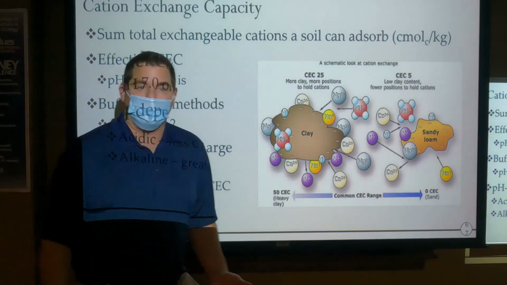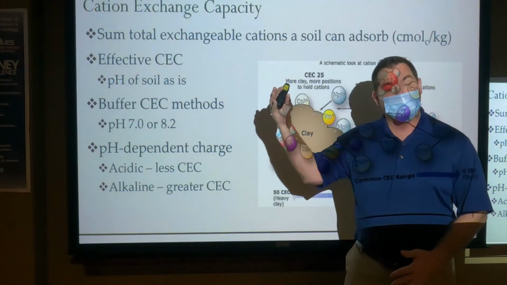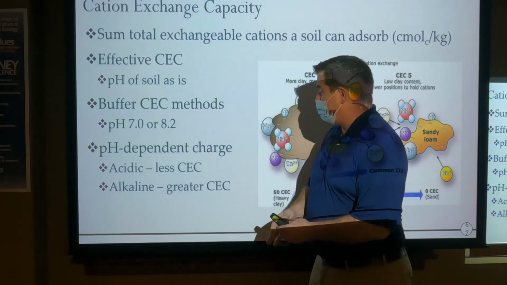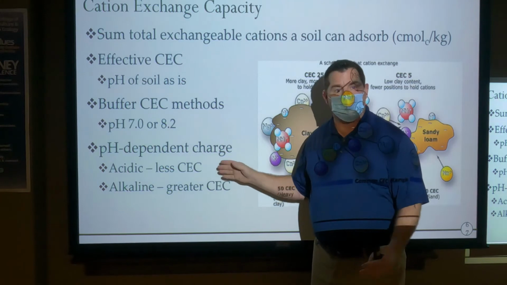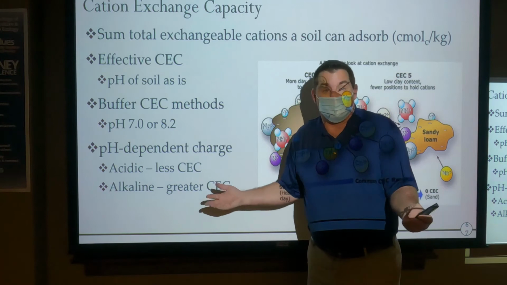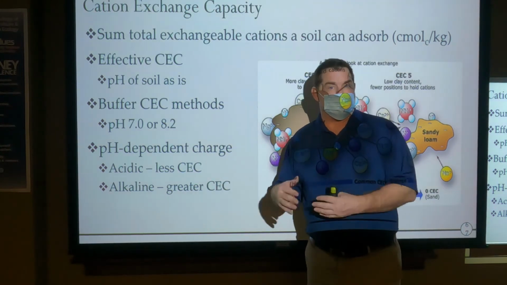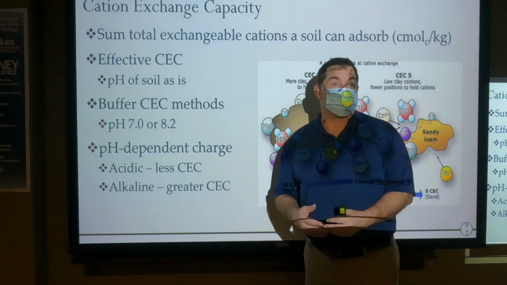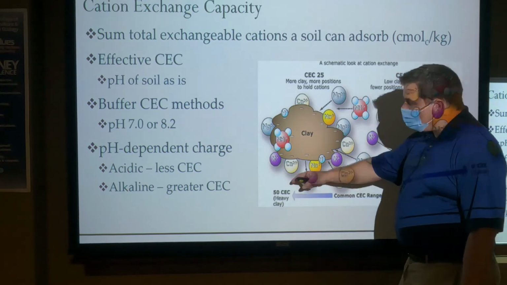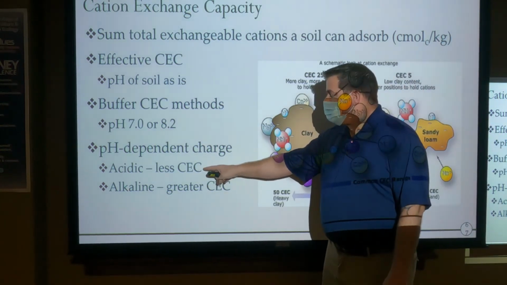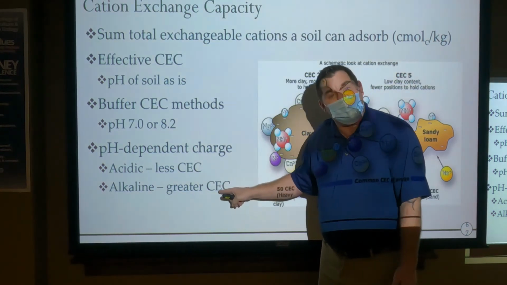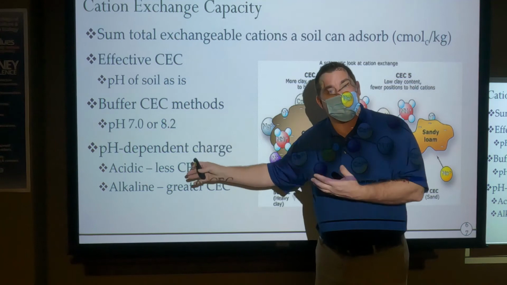And so that's why we apply lime, so that we can increase our CEC. In the video, it talks about the small cup versus the big cup. Something like kaolinite, which has a very low CEC, if it were acidic, might have a CEC of 4 or 5. But if we added lime and made it more alkaline, we might get 12. So it's important to remember that acidic soils have a lower CEC. Alkaline soils are likely to have a greater CEC because of the pH dependent charge.